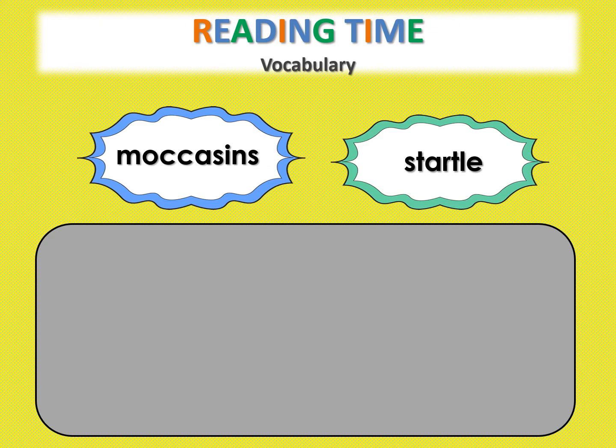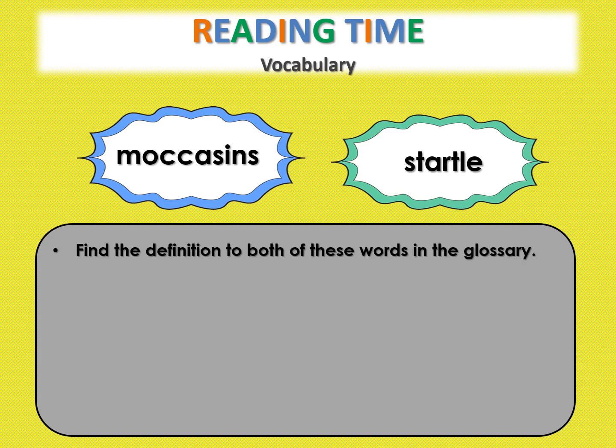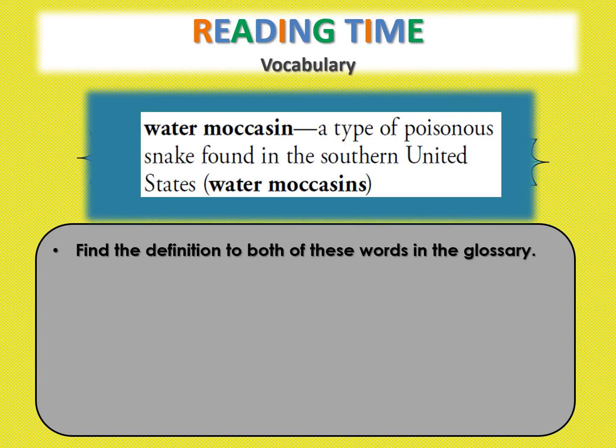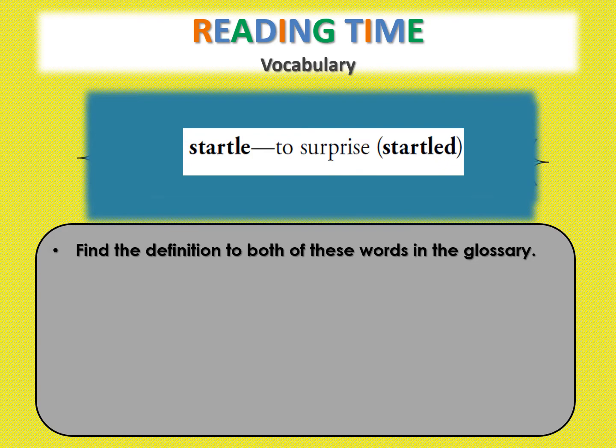Moccasins and startle. In our glossary, it says that the water moccasin is a type of poisonous snake found in the southern United States. And its plural form would be water moccasins. And then the word startle means to surprise. And if we were using it in the past tense, it would be startled.